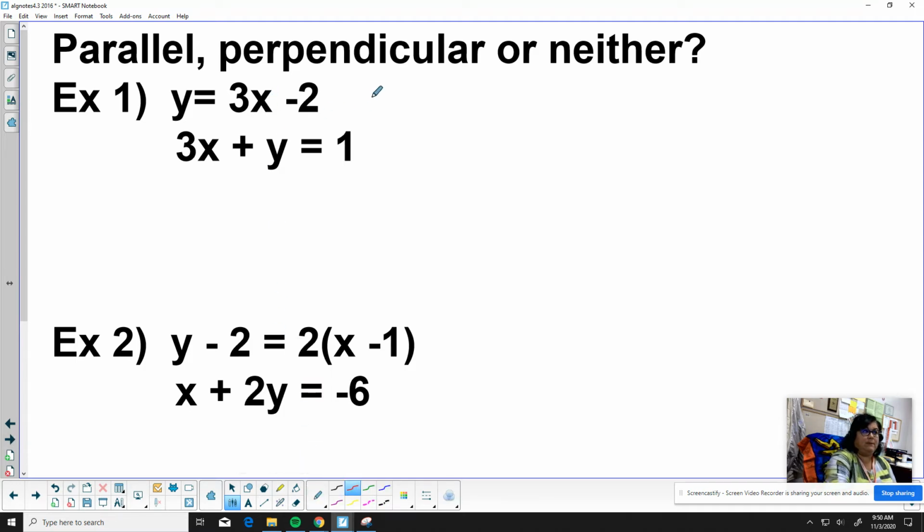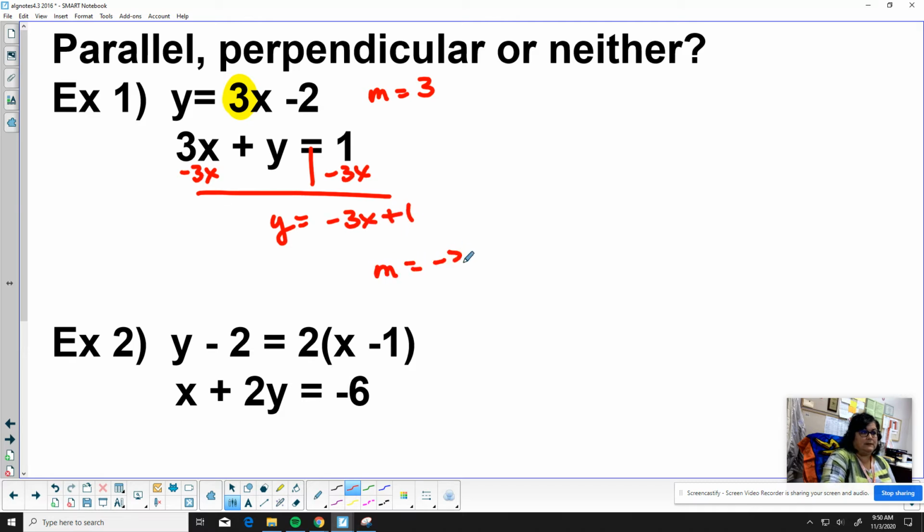So the top one, my slope is 3. I can see that very clearly according to slope-intercept form. And then the other one needs to be solved for y. So I'm going to subtract 3x. So y equals negative 3x plus 1. Well, my slope here is negative 3. These would be neither because although they're different signs, they're not reciprocals of each other, because the reciprocal of 3/1 is 1/3. So to be perpendicular, it would have needed to be negative 1/3. So this one is neither.